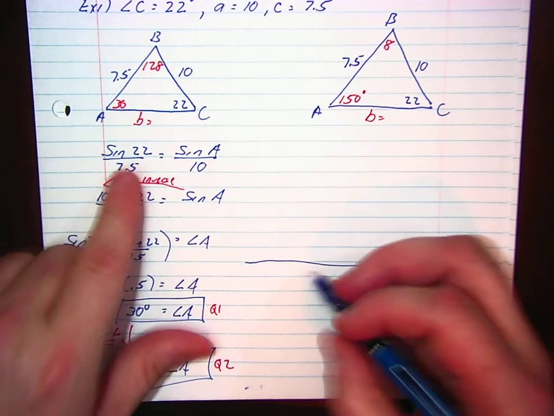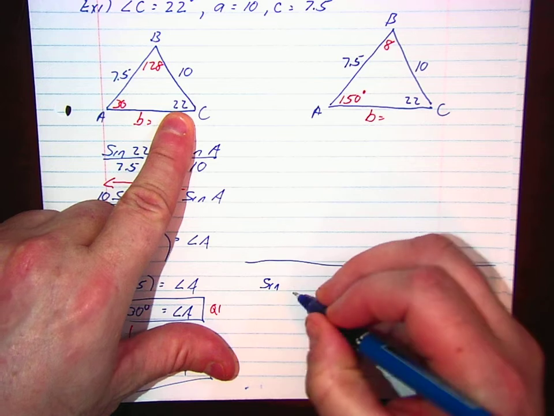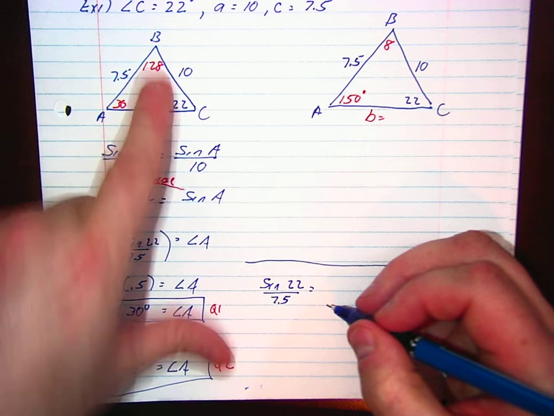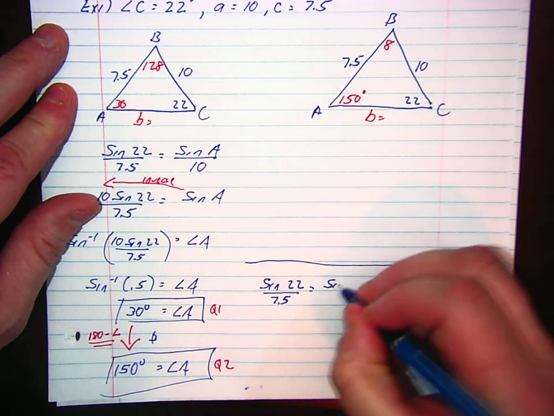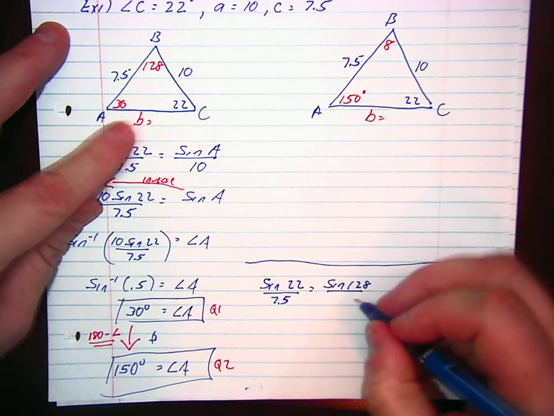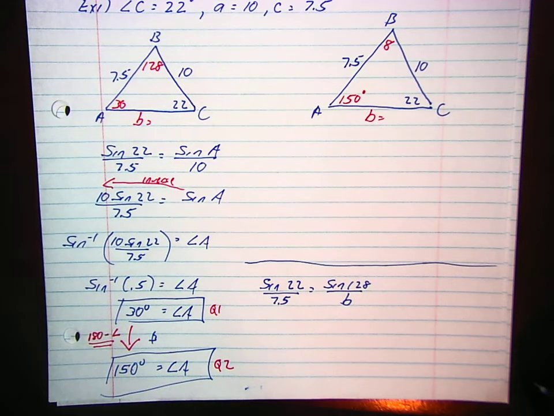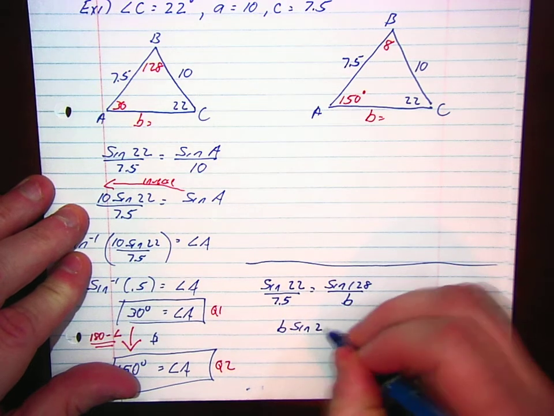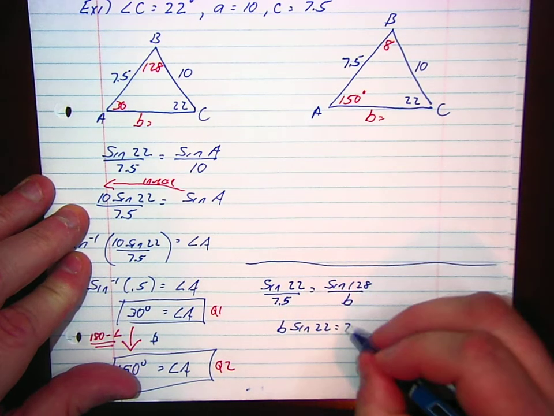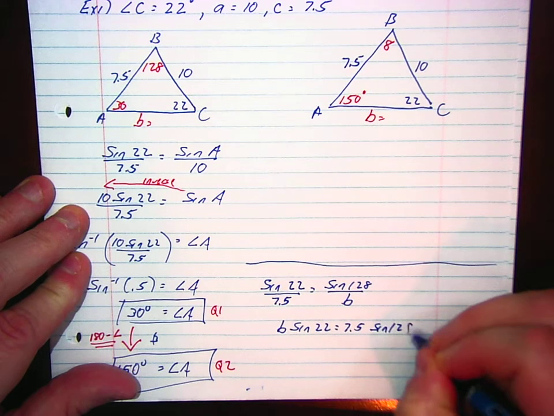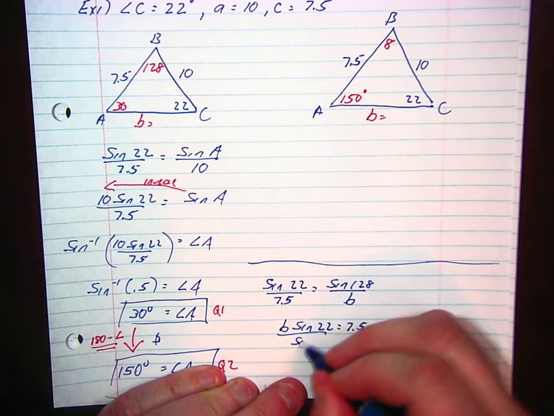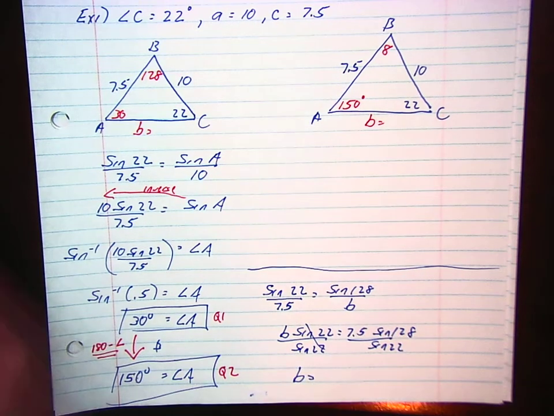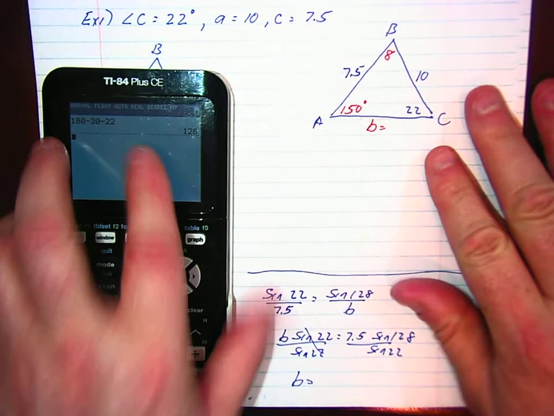So I'm going to do, same as before with C's. I'm going to say the sine of angle C, 22, over little c, 7.5, equals the sine of B, 128, over little b. You're going to cross multiply that, and you're going to solve. So this is going to go up here. B times the sine of 22 equals, this goes up here, 7.5 times the sine of 128. You're going to divide both sides by the sine of 22. And there's your little b. Now that is exactly the same as last week.